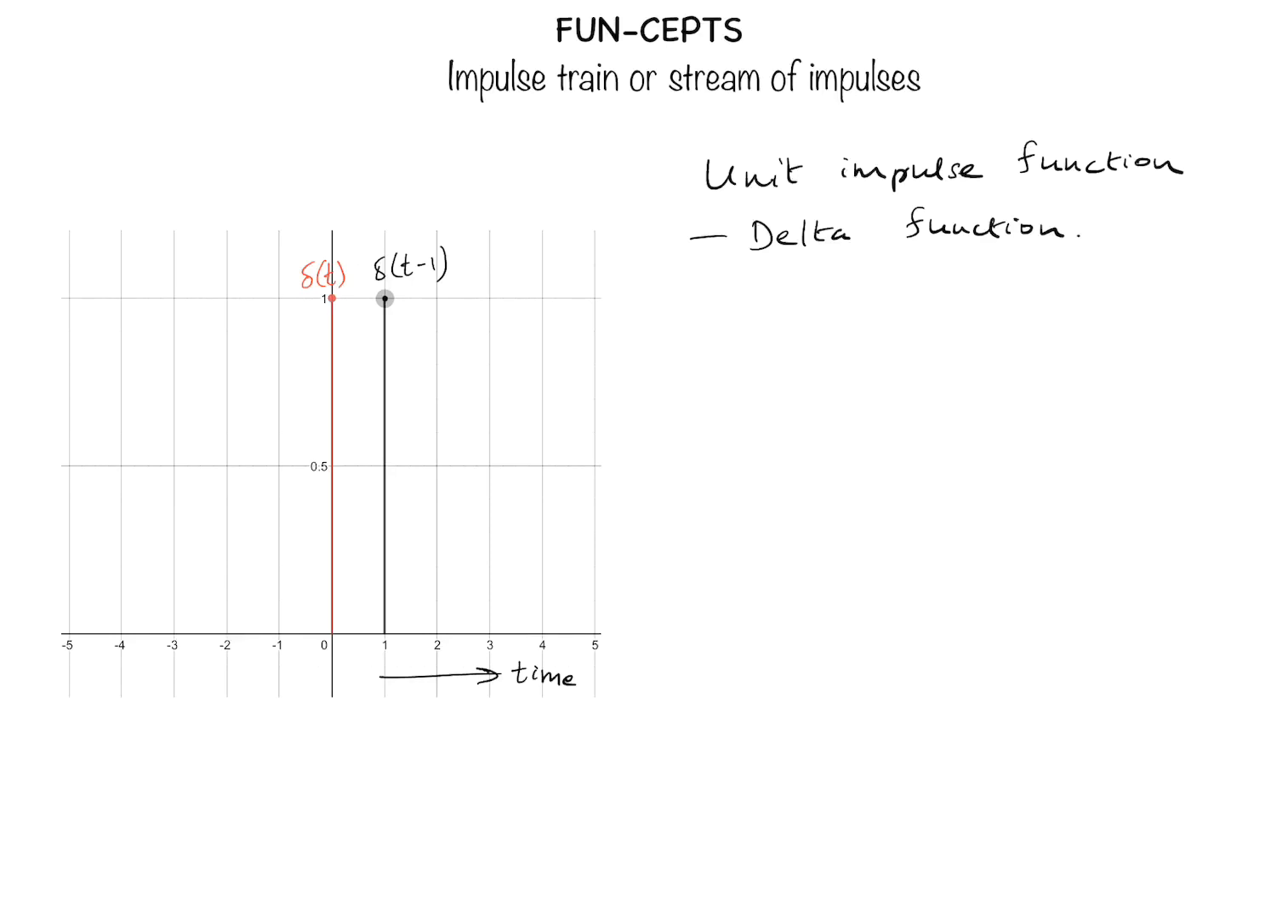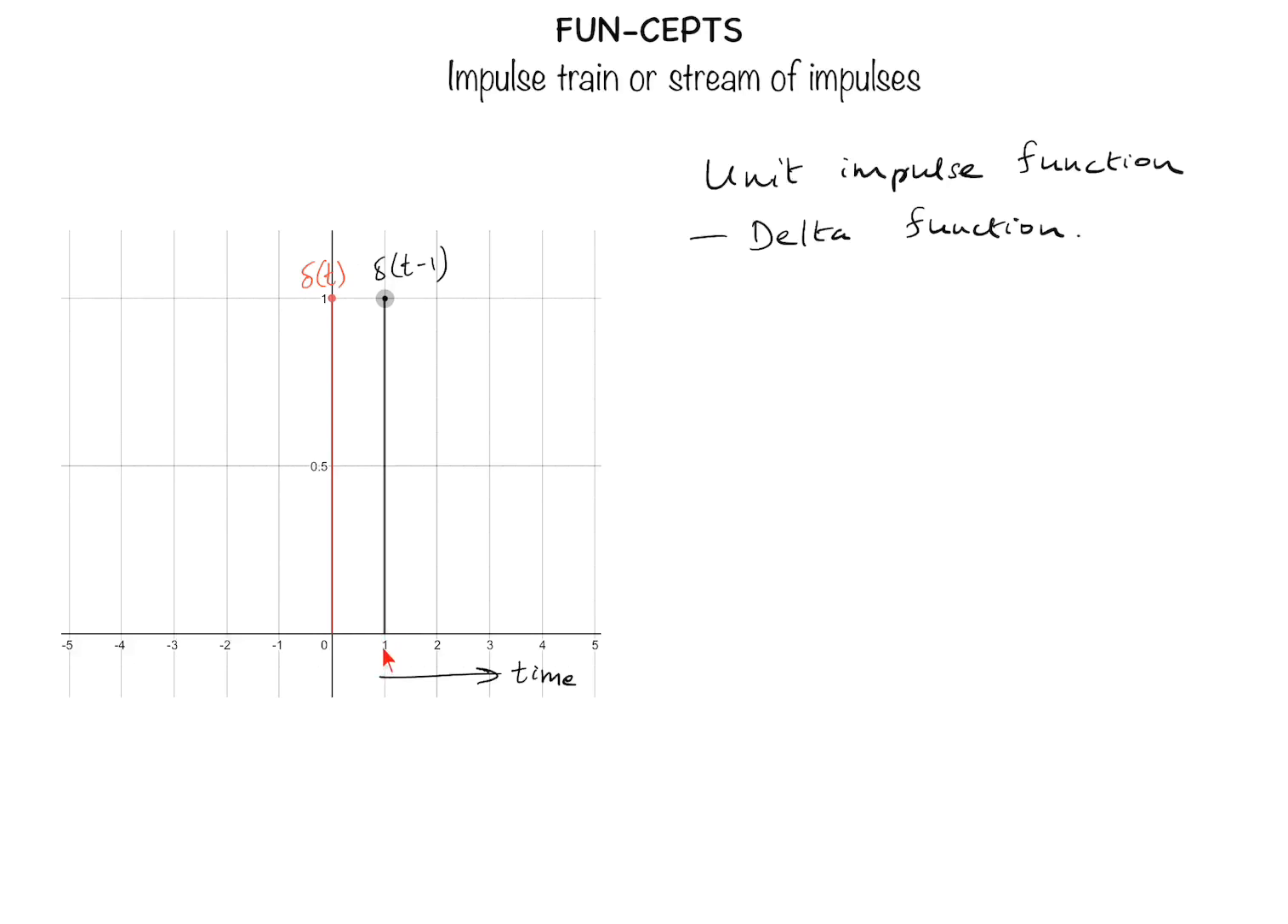As we see in this figure here, the red line is an impulse function which is located at time t equal to 0, and this black one is also an impulse function but shifted and located at time t equal to 1. Basically, an impulse function is a function that exists only at a specific time, and for all other time values the amplitude of the function is 0. So the red impulse exists at time t equal to 0, and this black one exists at time t equal to 1.